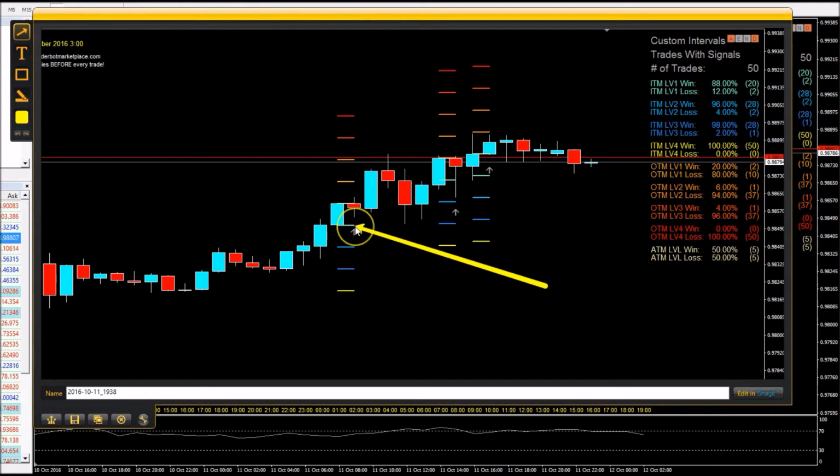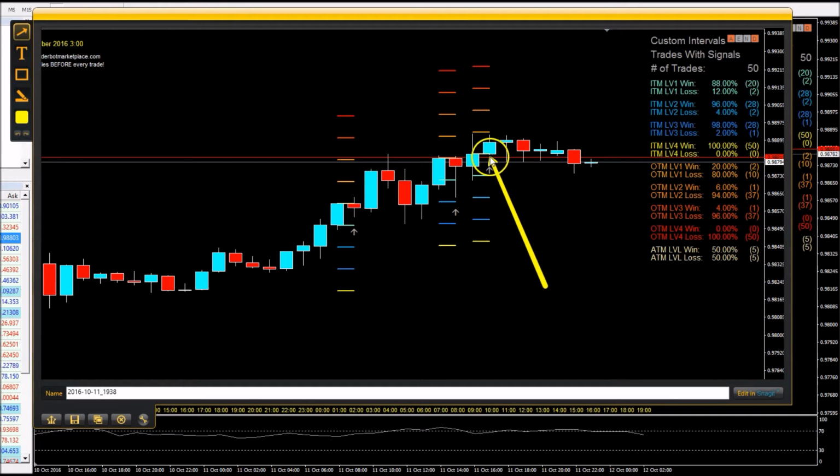So this one finished in the money. This one finished in the money. This one finished in the money. They all come out at the beginning of the bar, not in the middle of the bar. It's always at the beginning. And when they come out, you're going to know how often they finish in the money. We've got some that say a 100% win rate.